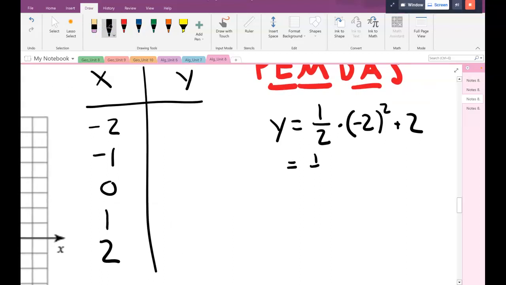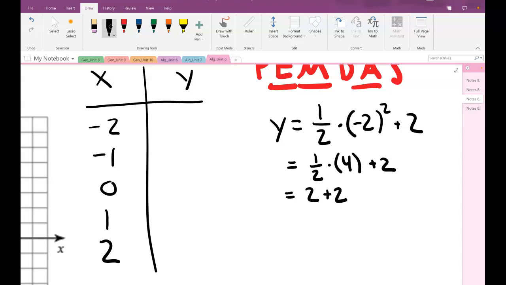So we have 1/2 times 4 plus 2. Well, 1/2 times 4 is 2. Then we have 2 plus 2. That's equal to 4. So that goes in our table.